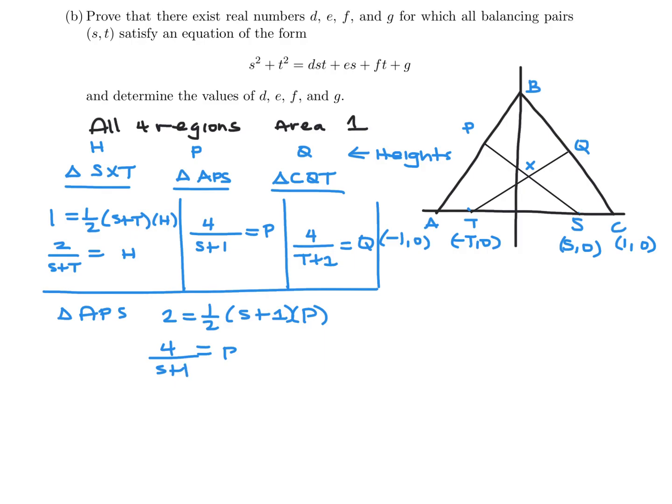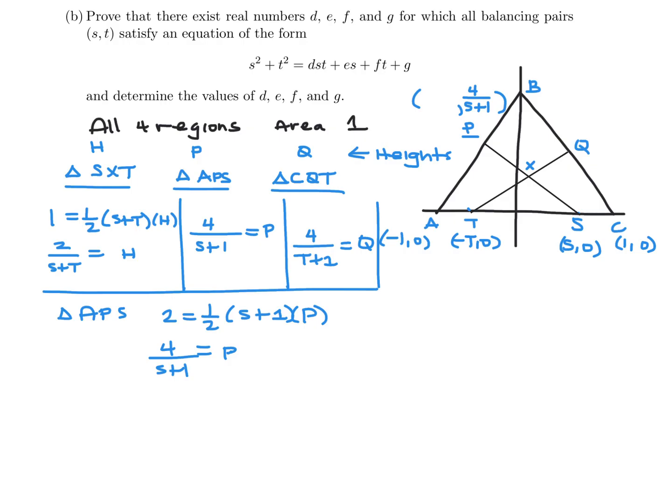Now in APS, that basically means that this is the height of triangle APS. So that is basically the y coordinate of point P. So that 4 over S plus 1 goes here, 4 over S plus 1, like that. It's the y coordinate of P.